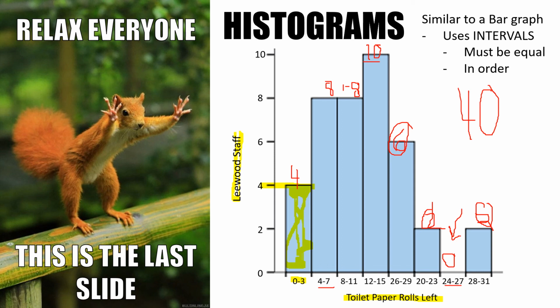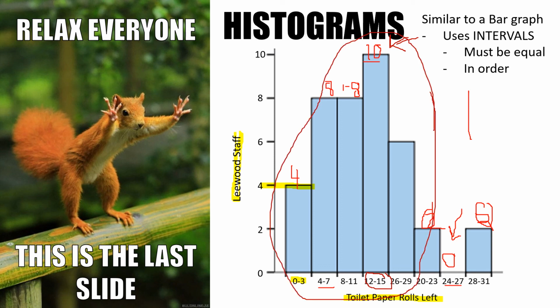The other information that we talked about with a box plot can apply here too. If I asked you for the peak of this data, you're just looking for where is the highest point, and the peak is here. There are 10 people that have 12 to 15 rolls of toilet paper left. That's your peak. This here would be a cluster. Like we mentioned before, this area here where there is no data, let me highlight it for you. This would be a gap, where that gap means that there was nobody surveyed that had 24 to 27 rolls of toilet paper left. All right, I hope this was a good review for you.